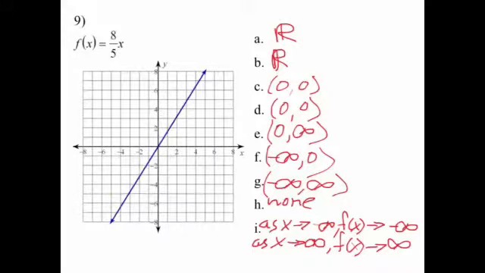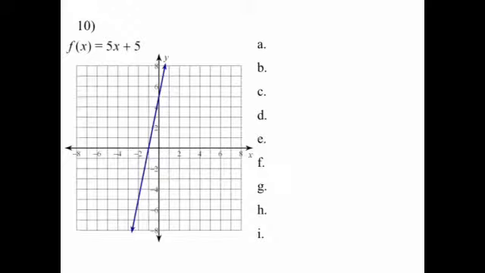Alright, moving on with our properties of linear functions. Let's look at 10. My domain is how far left and right it goes. Well, this one goes left forever and it goes right forever. So my interval will go from negative infinity to positive infinity. This also can be written as just all real numbers.